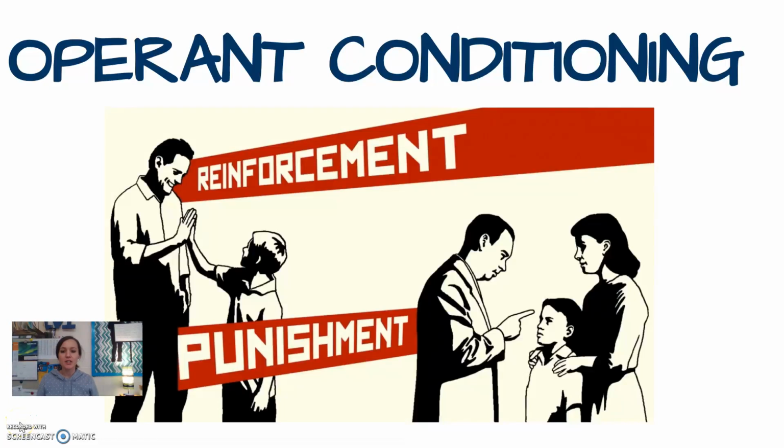Okay, so this section that we're going to talk about is operant conditioning. It's a form of learning. This particular part of learning is where you learn that your behavior is associated with a consequence. And so you're either going to keep doing that behavior again because you like the consequence, or you're not going to keep doing that behavior because you don't like the consequence.